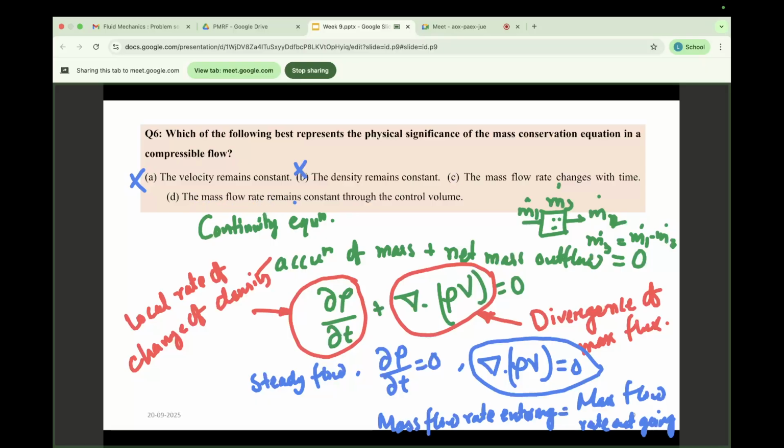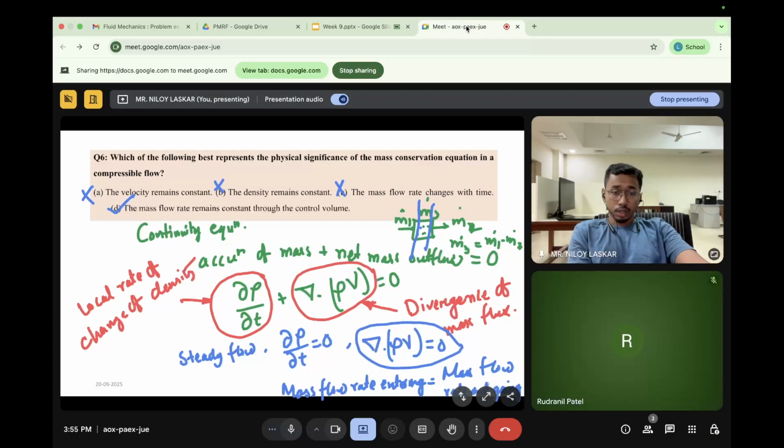Again, the last option is the mass flow rate remains constant throughout this control volume. Yes, if I take this section and this section, whatever the total of the mass flux in this region and mass flux in this region, that should be equal. So the correct option is option D. Okay, got my point? I hope so. So I am moving to this next one, right? You understand this thing? I hope so.